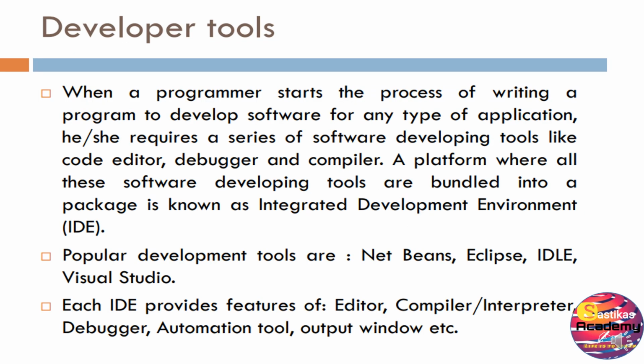And developer tools. When a programmer starts the process of writing a program to develop software for any type of application, it's a series of software for developing, like code editor, debugger, compiler. So these are developer tools. A combination of editor, debugger and compiler in one software is a developer tool. These software develop another software. That is a developer tool.